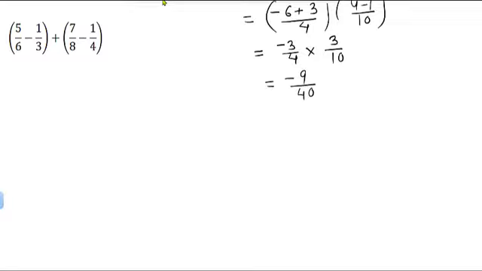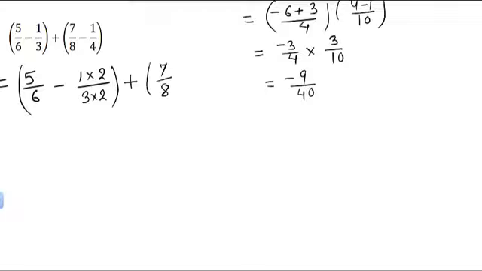Now here is our final problem. The same process here, we first find the common denominator. The LCM of 3 and 6 is 6. And here the common denominator, the LCM of 4 and 8, is 8. So the first is 5 divided by 6. Now we change this into 6. So we multiply numerator by 2 and denominator by 2. So plus 7 divided by 8 as it is. Here we multiply numerator by 2 and denominator by 2.